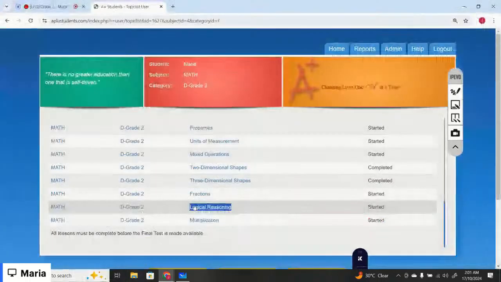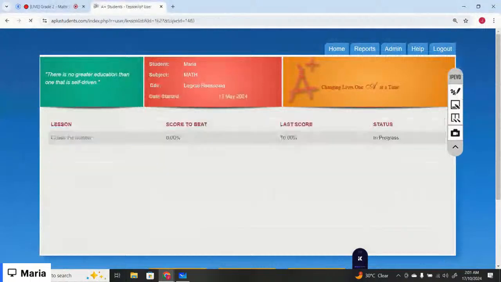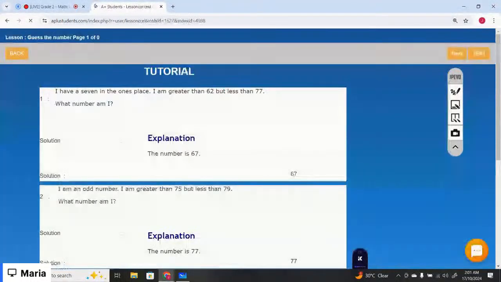Here I'm on grade 2 math. We're going to start with the lesson logical reasoning. So let's just start with the lesson. Let's just start with the only lesson, that is guess the number.